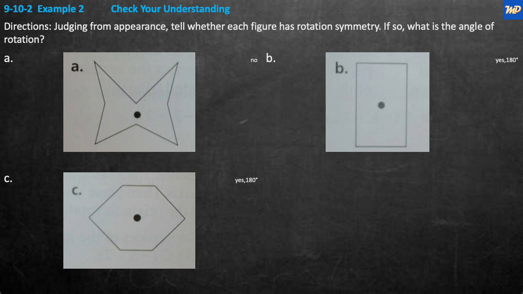Okay, example 2, we're going to check your understanding. Directions: judging the appearance, tell whether each figure has rotational symmetry, and if so, what is the angle of rotation? Okay, so take your time, look at it, come back with the answers, and we'll go through it. So, okay, now that you're back, A, does it have rotational symmetry, and if it does, what are the degrees?